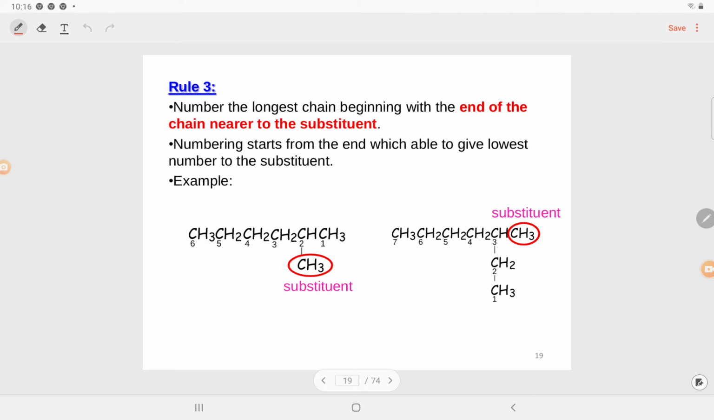Okay, so after you already identify 2 rules, the first rule is the longest carbon, the second rule is to identify the substituent group, and the third rule is that you must label your numbering of the carbon atoms. Your first carbon atom must start closer to the position of the substituent group. So this means that rule number 3 is that the number of the first carbon must be closer to the position of the substituent group.